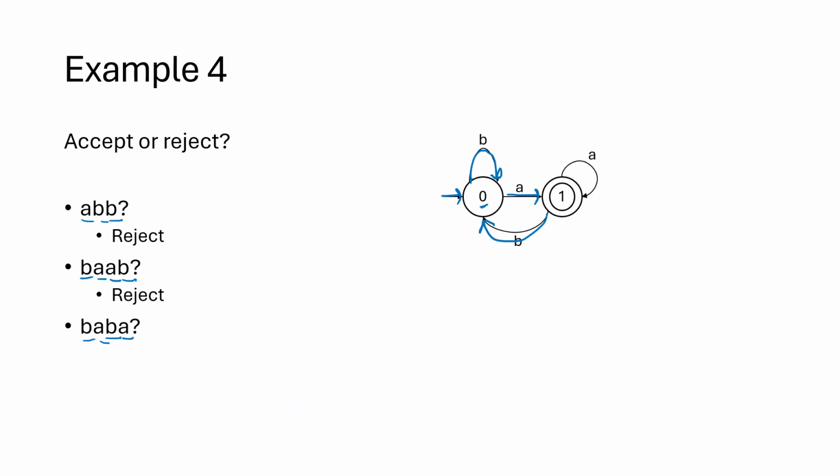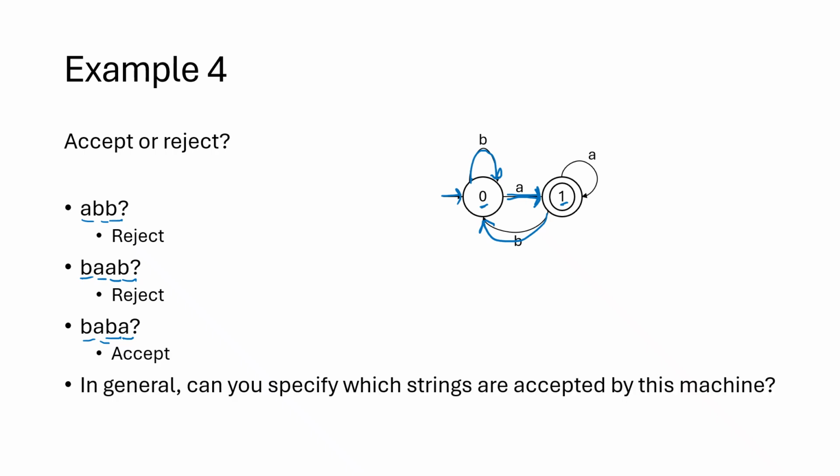Remember that we are at 0 at the moment. With that A, we will end up at state number 1, which is an accepting state, and that means that this input will be accepted by this machine. So again, after seeing three examples, can we in general determine what type of strings will be accepted by this machine and what type of strings will be rejected.